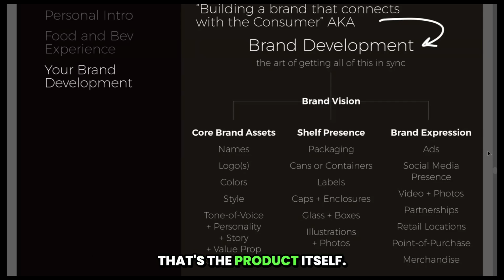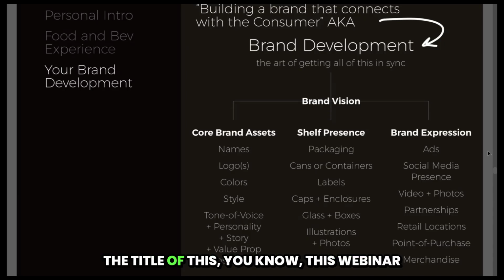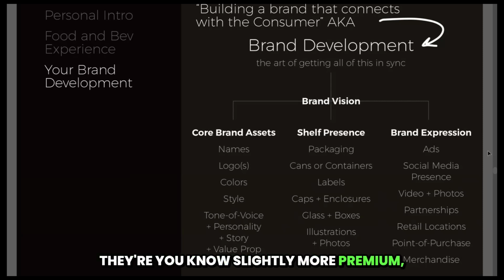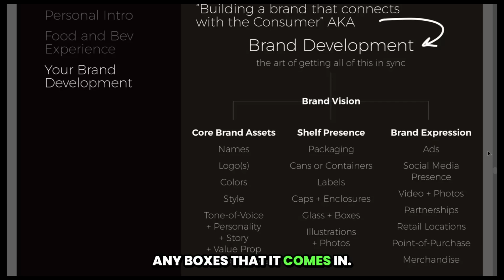It's the product itself. So for RTDs, it's usually cans. The title of this webinar we're doing is just Can It, but there's some RTD brands that are doing well in glass. They're slightly more premium. They're targeting a different occasion. They're targeting a different sense of place. We're talking about the labels, the way that it's decorated, any caps or enclosures, any boxes that it comes in.